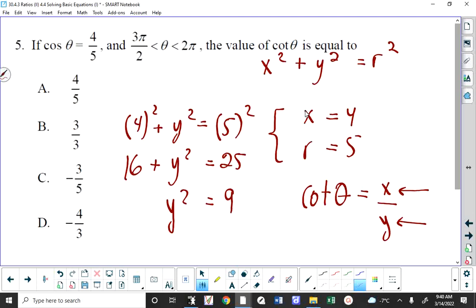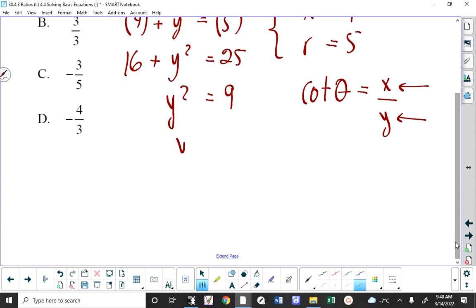And the square root of 9 is 3, but we want to be very careful here because once you get to grade 11, the square root of 9 is not just 3, it's plus or minus 3, right? We have to say plus or minus root 9, which is plus or minus 3. So we have 2 choices here. Y can be positive 3 or negative 3.